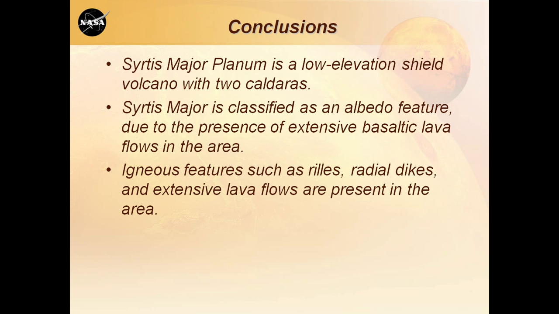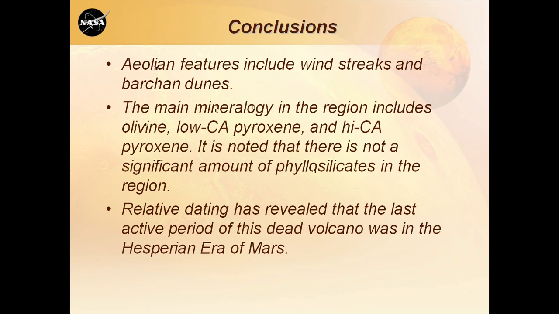Syrtis Major is an albedo feature due to its great amounts of basaltic lava flows. Radial dikes, collapsed lava tubes, and extensive lava flows are present in Syrtis Major due to a low gradient shield volcano that contained 2 calderas. Wind streaks and barchan dunes were very prominent aeolian features that corresponded with the Coriolis effect and the topography of this region. With spectral analysis, it was determined that this region contained high amounts of olivine and pyroxene, which corresponds with the basaltic lava flows.